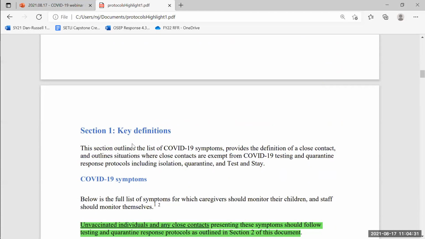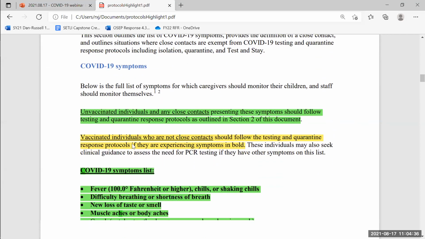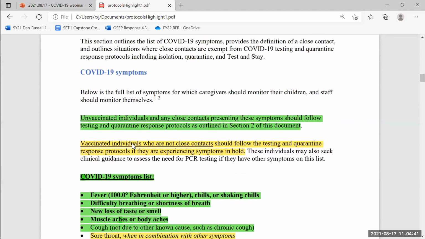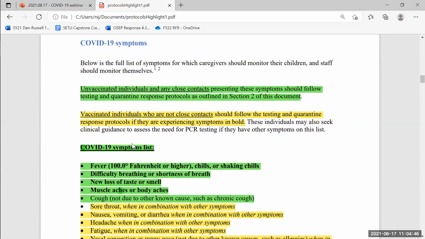So let's go into the document a little bit further and just start with our definitions. And this is a really important point. I think one of the biggest changes for this school year is what we see under the COVID symptoms definitions. This is what I really want to make sure that you are really honed in on and noticing these differences. Again, we didn't have vaccinated individuals quite as much last year as we do this year, thankfully. And so let's just start here at the top. So unvaccinated individuals and any close contacts need to follow the testing and quarantine protocols outlined in Section 2. We'll get to that in a minute.